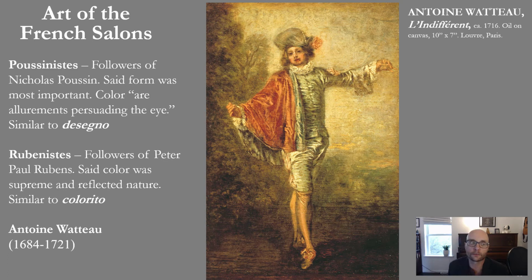On the other side, you had the Rubenists, who were the equivalent of the idea of colorito from the Venetian Renaissance, the idea that color and beauty and feeling and sensuality are the most important thing. Color is supreme in a work of art. Watteau definitely falls into the realm of the Rubenist with his airy brushstrokes, with the softness to his forms, as you can see here, and most importantly, this rich, deep color. This work is called L'Indifferent, the Indifferent One. It is a painting of a young French aristocrat.